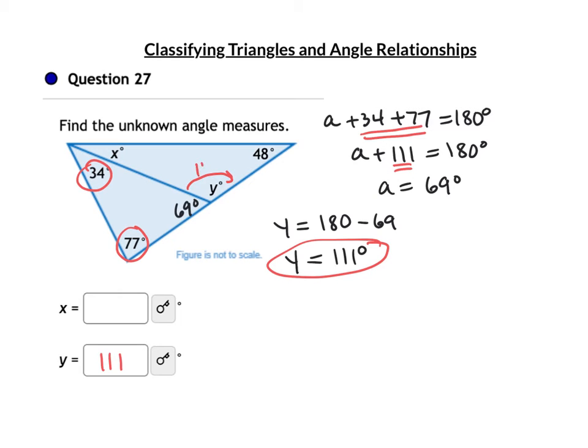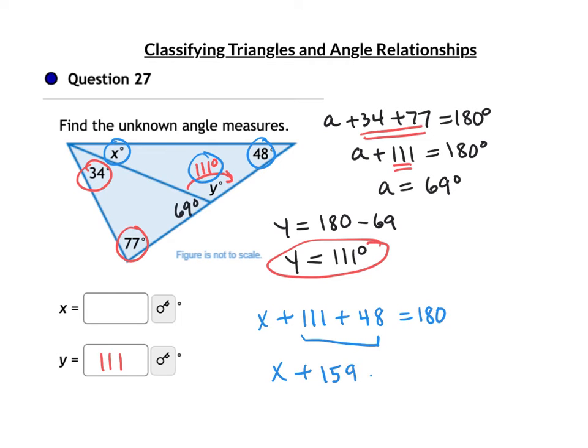Now that I know this is 111 degrees, x plus 111 plus 48 is equal to 180. In other words, the three angles in this triangle add to 180 degrees. Simplify. X plus 159 is equal to 180. Subtract 159 from both sides. The result is 21.